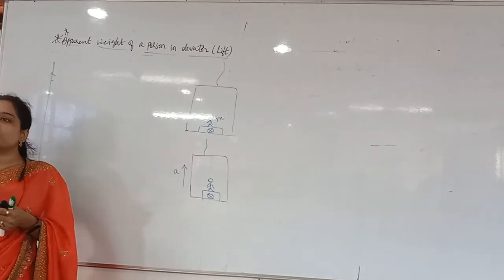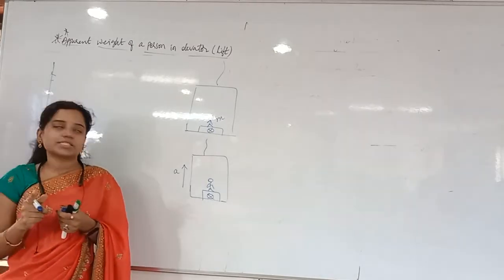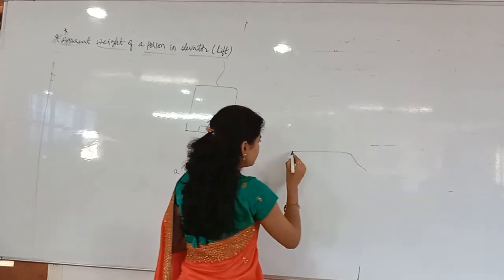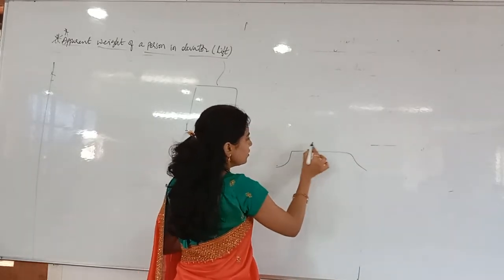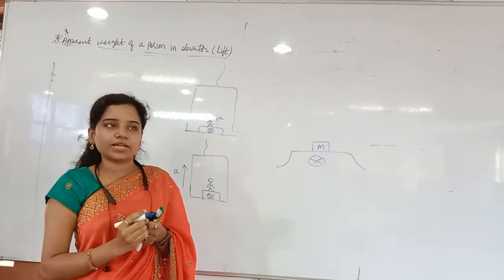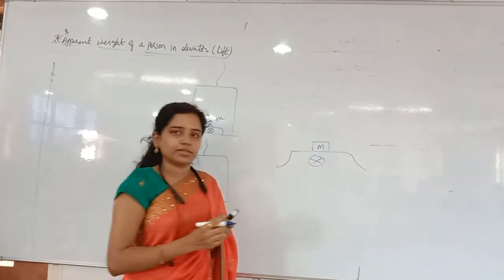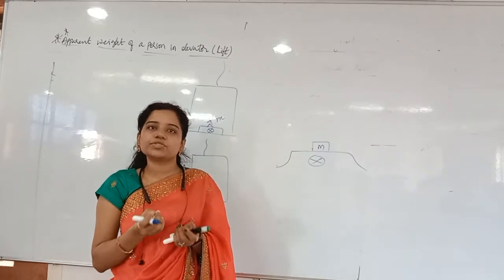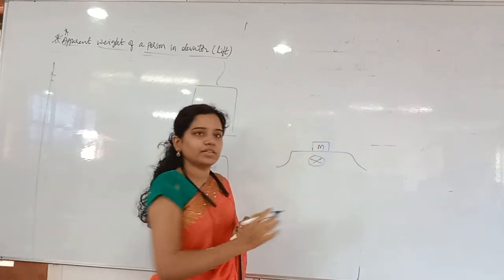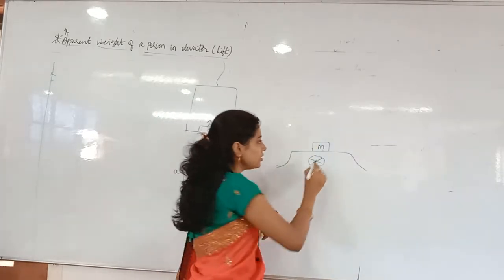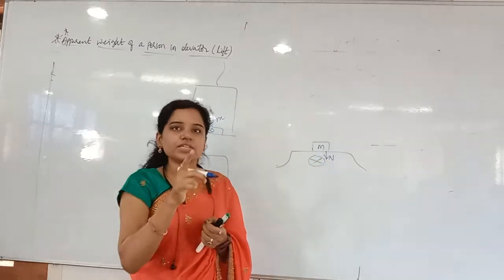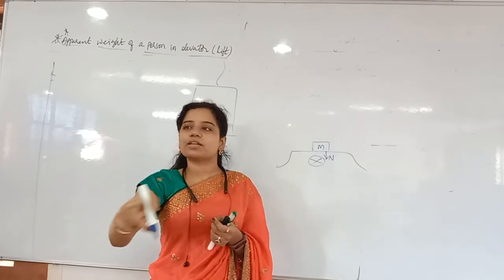So who will give that apparent weight? Nothing but the normal reaction on the weighing machine. For example, I take a weighing machine like this, and here I kept a block of mass M. Here it is showing some reading. How is it showing some reading? Which force is acting on it? Weight of the body, acting in the downward direction. And there is another force, that is normal reaction. So it is giving the reading by the normal reaction.